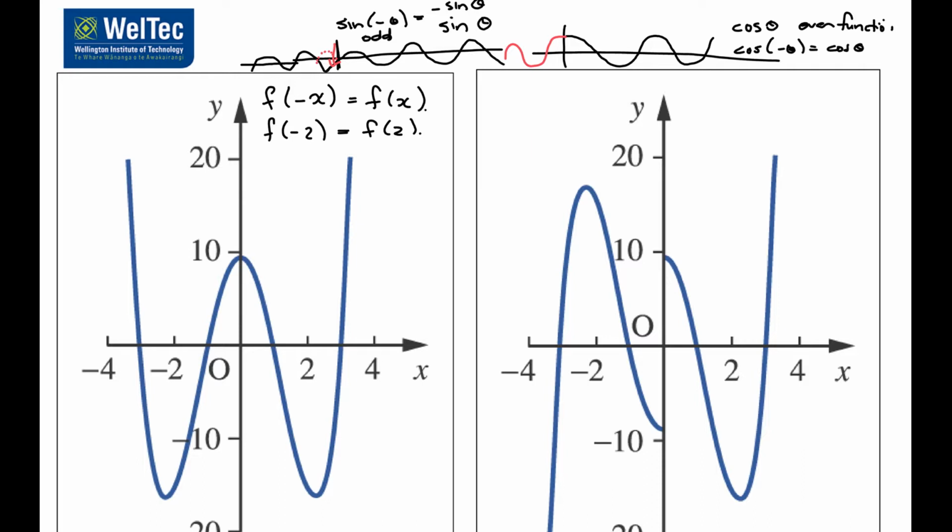The second graph on this slide is an odd function. It is antisymmetric. If we were to create the mirror image over the y-axis and then flip it, we would get the actual graph. So this is antisymmetric. And if it's antisymmetric, then it's odd. And we'll find that f of negative x is equal to negative f of x. So it's an odd function.